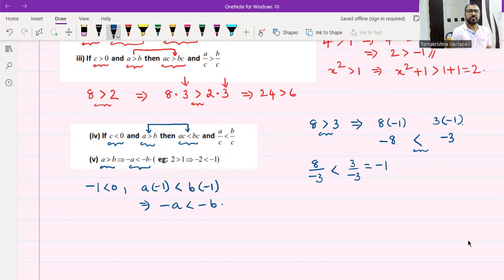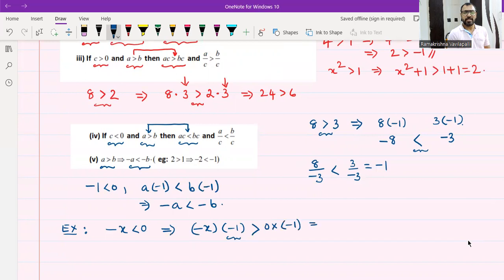For example, one example here. Suppose minus x less than 0. Now multiply with a negative sign. So minus x into minus 1. Here a negative quantity is multiplied, so the inequality will be reversed. It becomes greater than 0 into minus 1. So this implies minus x into minus 1 becomes x, greater than 0.